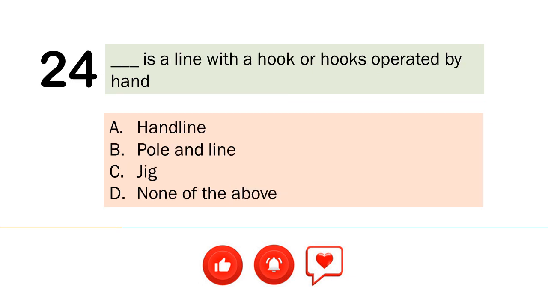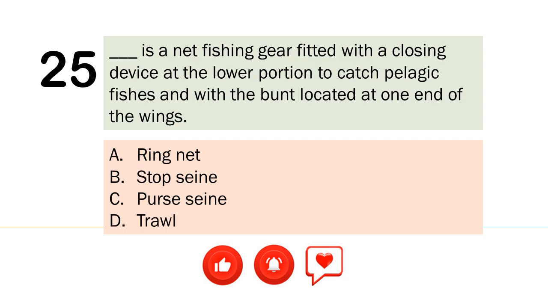Question number 24. Blank is a line with a hook or hooks operated by hand. A. Hand line. B. Pole and line. C. Jig. D. None of the above. The correct answer is letter A. Hand line.